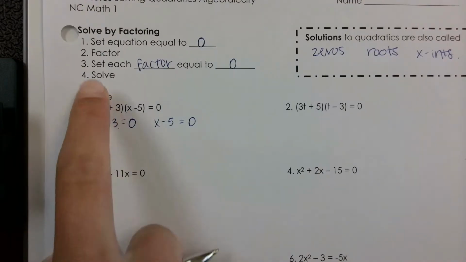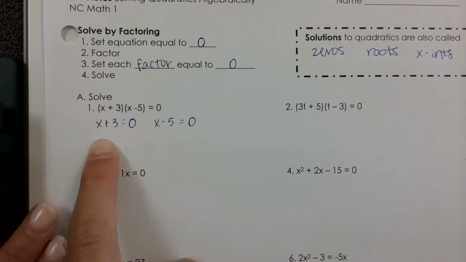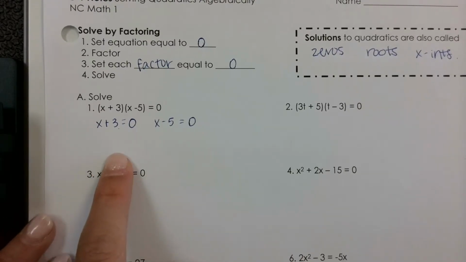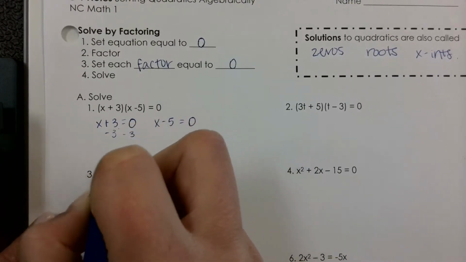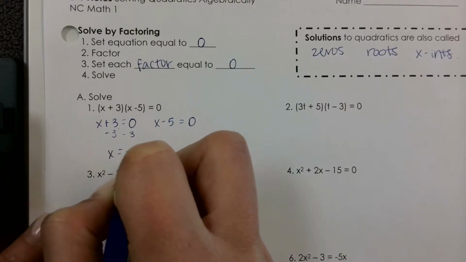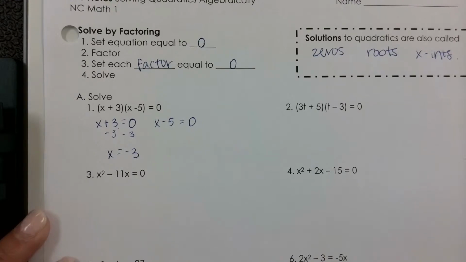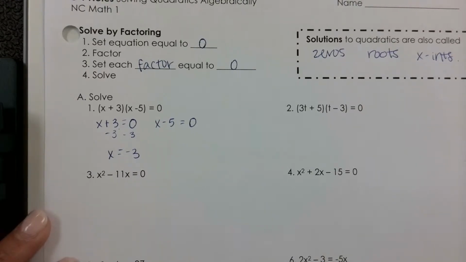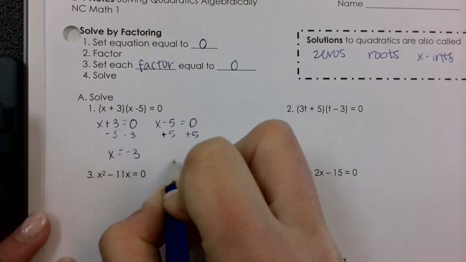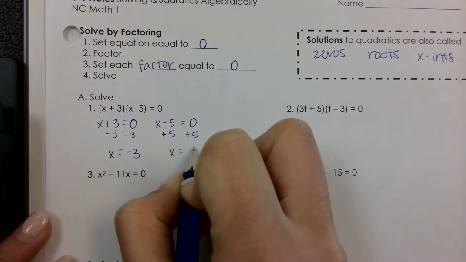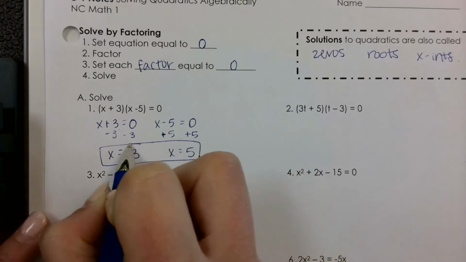Then step 4 says to solve. We're going to solve each equation individually, and we're going to end up with 2 answers. So you've got x plus 3 equals 0. We need to solve for x. What are you going to do? Minus 3. So what does x equal? Negative 3. Then for our second equation, you have x minus 5 equals 0. You need to get x by itself, so what are you going to do? Add 5. So what does x equal there? 5. So your solutions are negative 3 and positive 5.